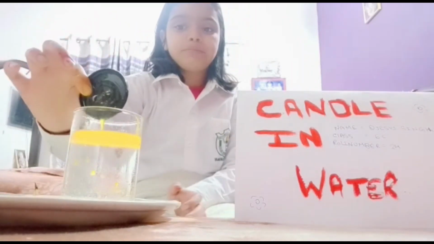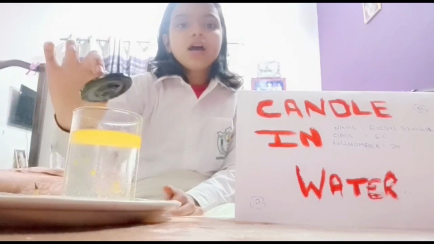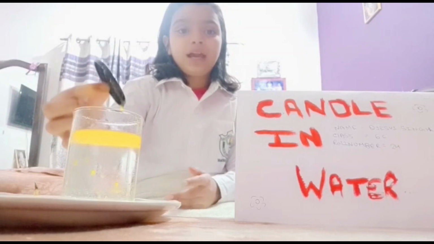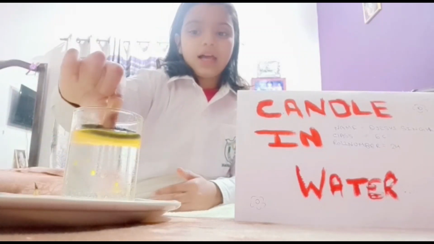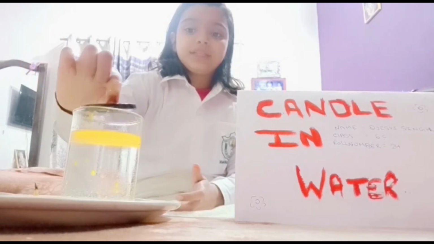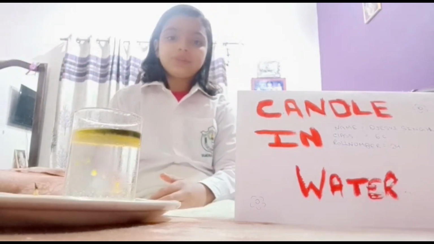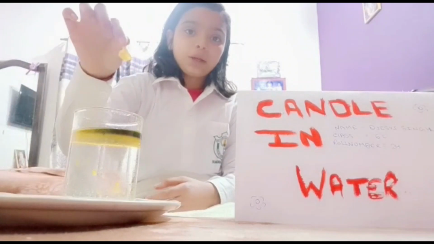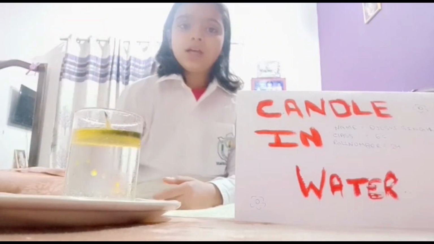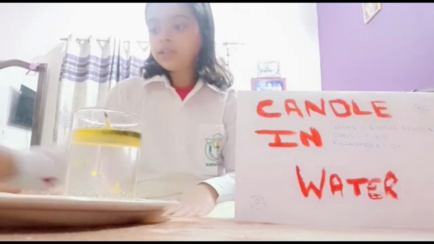Now I have this flat plastic material here to help float the wick. I dip the plastic material a little bit in the oil, and then I put a cotton wick on it. Now I'm going to light the wick.